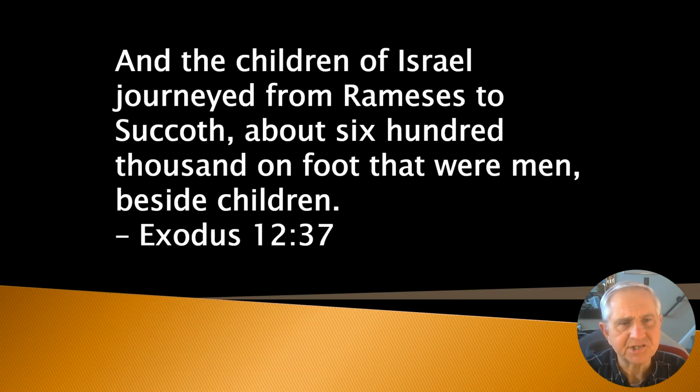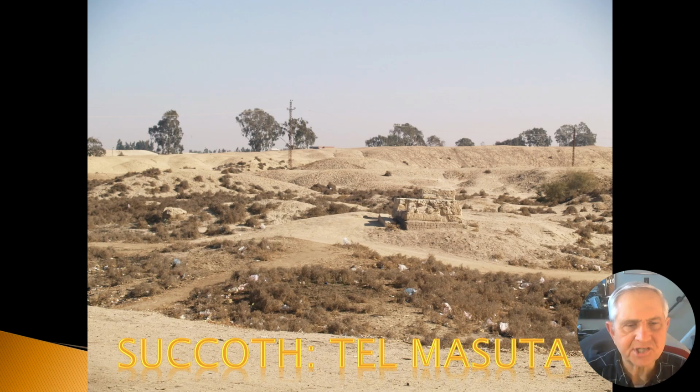Then in Exodus 12 it says, and the children of Israel journeyed from Ramses, that'd be Avaris, to Sukkoth, about 600,000 on foot that were men besides children. So a huge group. And a number of scholars today think that Sukkoth, that was mentioned, that they traveled to, is Tell el-Maskhuta. It's pronounced or spelled a number of different ways. But this is where they traveled to next from Avaris or Ramses.